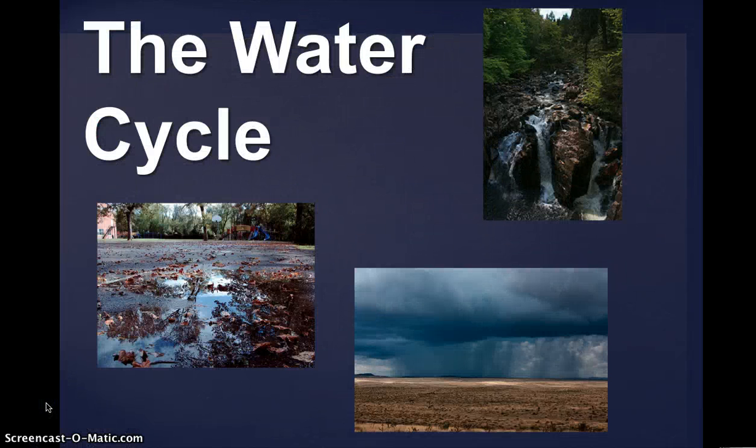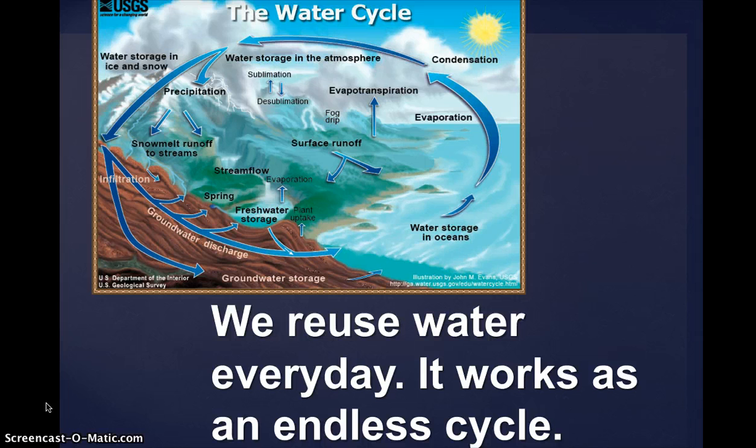Good morning, everyone. Today we are going to be talking about the water cycle and how we use and reuse water every day. So to start off, we are going to look at a general picture of how the water cycle works. As you can see, it flows in an endless cycle.